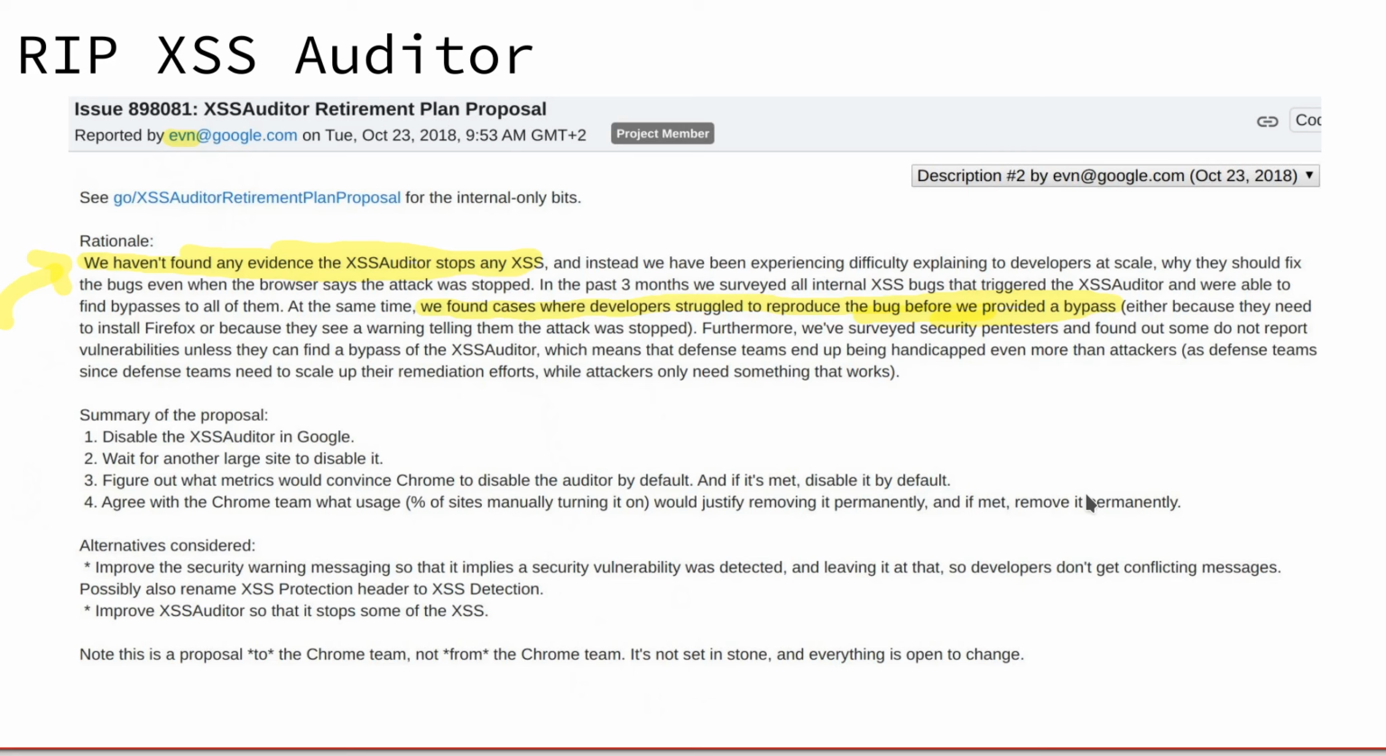So this gives you an idea of a common problem in security, that is, giving people a false sense of security is often worse than not giving them a sense of security at all. So that's why Google in the end completely removed the XSS Auditor from Chrome again, which is what I think is the correct choice.